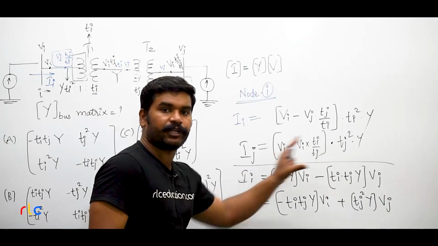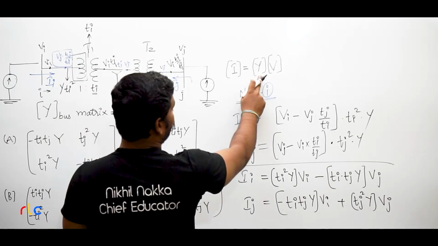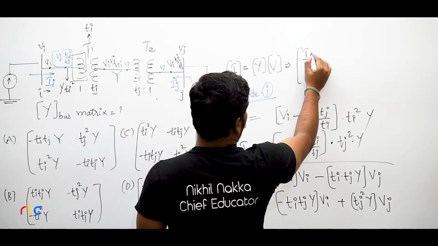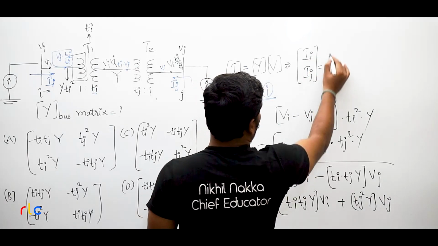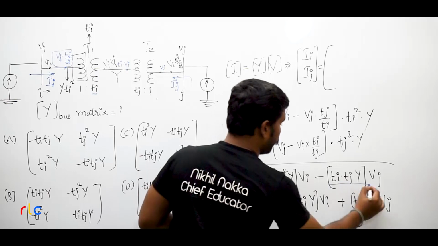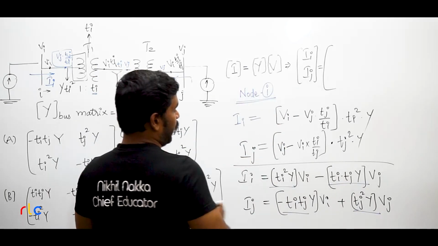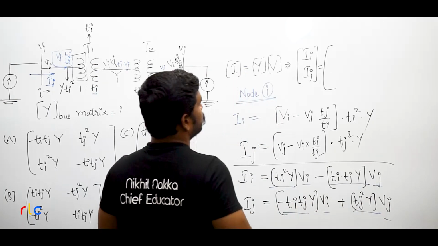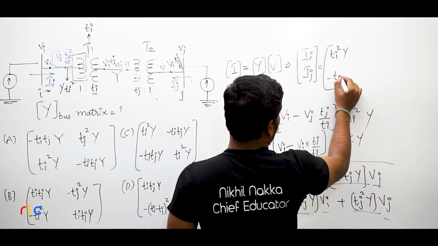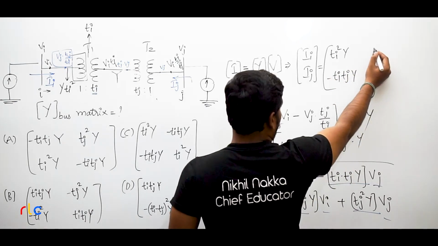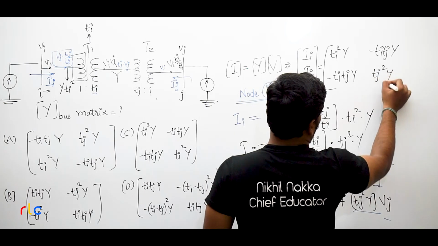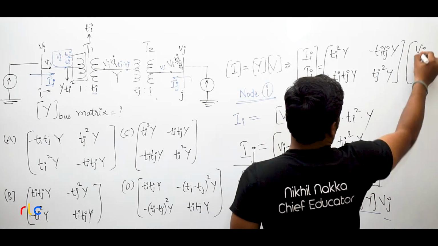Now I can resolve this equation in terms of matrices. What matrices? Current matrix, Ybus matrix and V matrix. So that would be equal to what? The currents are Ii and Ij. The admittance matrix has these admittance elements, and the voltages are Vi, Vj. So the admittance elements would be Ti square into y, minus Ti Tj into y, again minus Ti Tj into y, and Tj square into y, multiplying Vi, Vj.